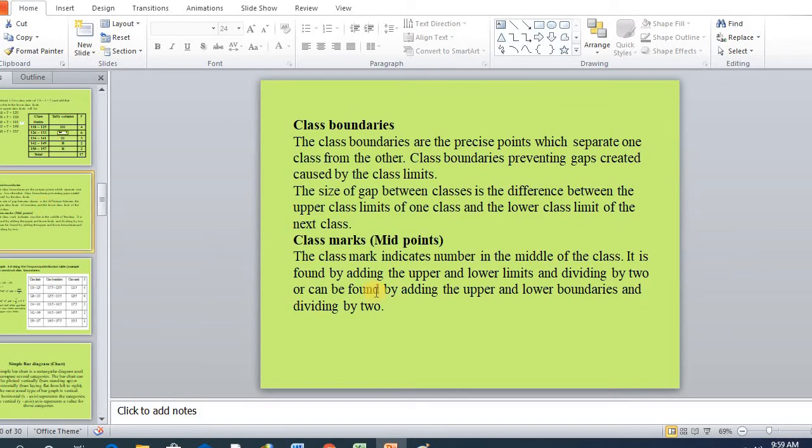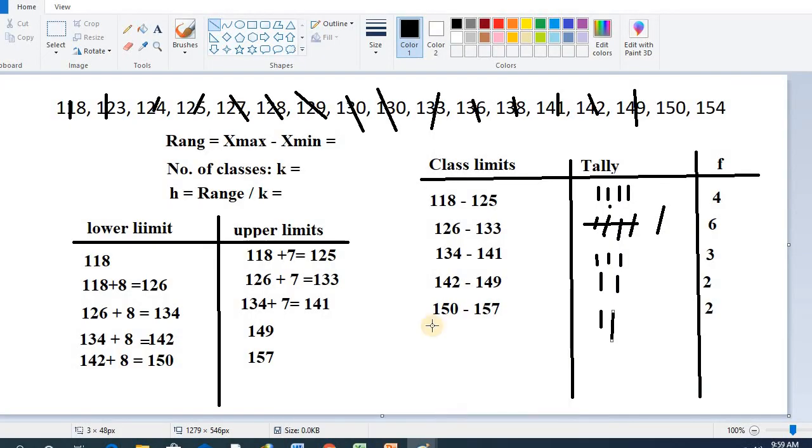Now we require what is class boundary. Class boundary is very important to find mean, median, and mode, etc. In the next units you will learn to obtain mean, median, and mode. So class boundary is necessary for those topics. The class boundaries are the precise points which separate one class from the other class. The class boundary prevents the gaps created by the class limits. What is the gap? Look at the gap between 125 and 126.